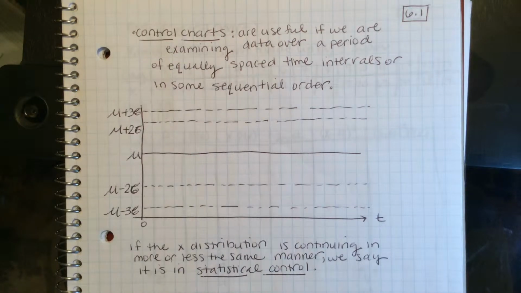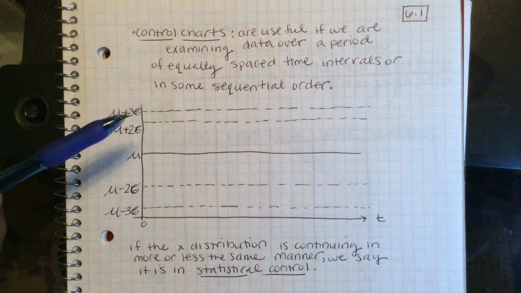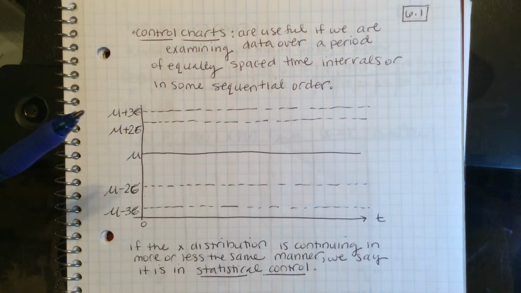Hi guys, so before we get into another example, here's another useful need for statistical analysis and probability. Control charts are useful if we are examining data over a period of equally spaced time intervals or in some sequential order. So let's say we're observing short circuits over time or blackouts or anything where we want to keep that type of resource under control, and we need to pay attention to if something's out of control.